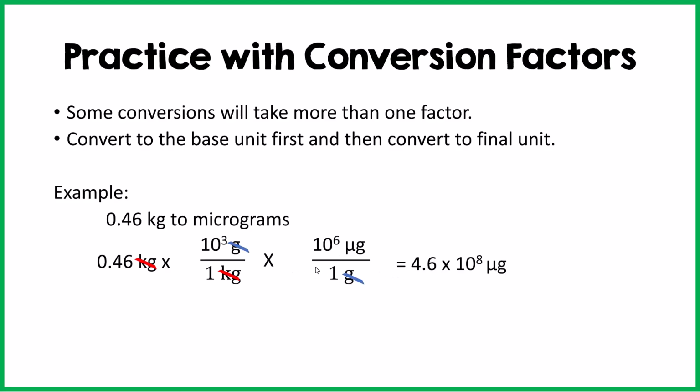Cancel out those grams, multiply across the top, multiply across the bottom, and divide, and you end up with 4.6 times 10 to the 8th micrograms, which is equal to 0.46 kilograms. This is how scientific notation comes in handy when we are converting units, because sometimes we're converting from a really large unit to a really small unit.